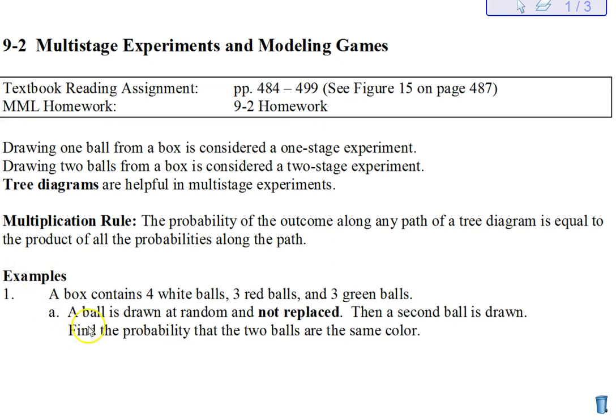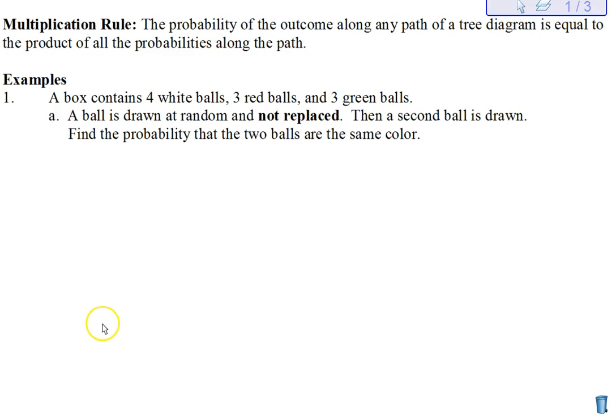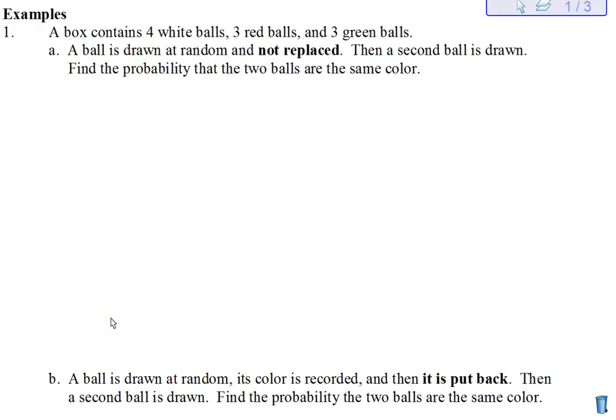With this type of problem, you could also bring in a box that has the 4 white, 3 red, and 3 green and actually do a little experiment to see what happens every time you take a ball out and don't replace it. What we're going to do is draw a tree diagram to help us visualize all of the different possibilities when one ball is drawn and then a second ball is drawn, and from that we're going to find the probability that the two balls drawn are the same color.